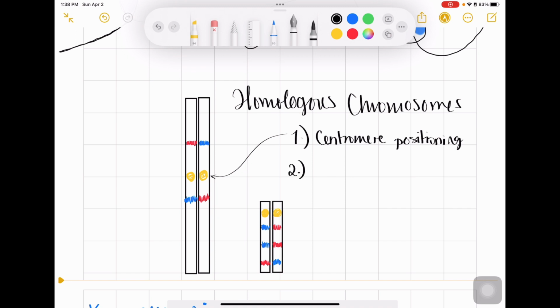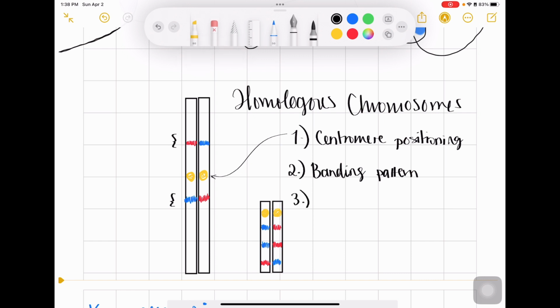Another characteristic about homologous chromosomes is that they have the same banding pattern. Banding pattern is basically the genes that are located in the same places. So let's say this gene and this gene have different alleles. They're located in the same place. This gene and this gene both code for, let's say, eye color. That's not how it works, but that's how it codes for things in the same spot.